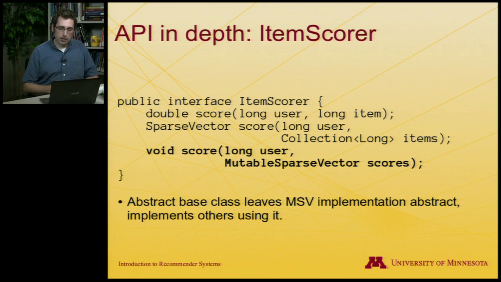There's an abstract base class, abstract ItemScorer, that implements the first two methods in terms of the third. So you just have to implement a method that accumulates scores into a mutable sparse vector if you're going to implement an ItemScorer.